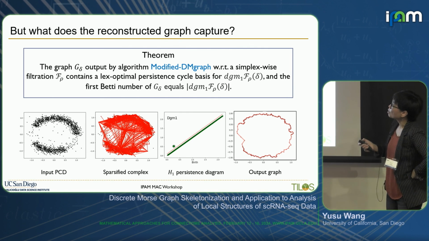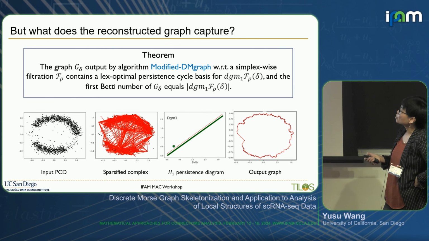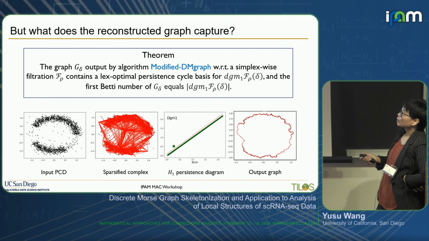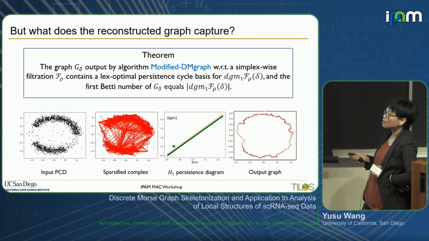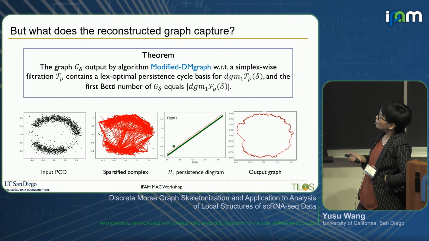So the cycles in your graph actually correspond to the so-called lexicographic optimal persistence cycle basis for all the points in your persistence diagram. That's important. In this example, this red line is the threshold. I only have one important persistence point. In general, there could be multiple ones, okay?